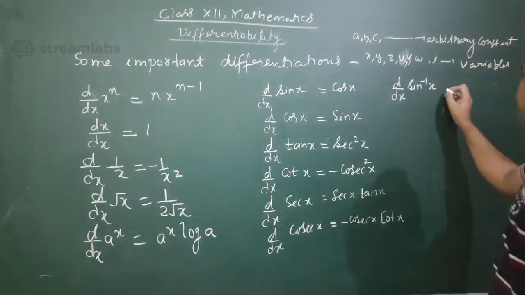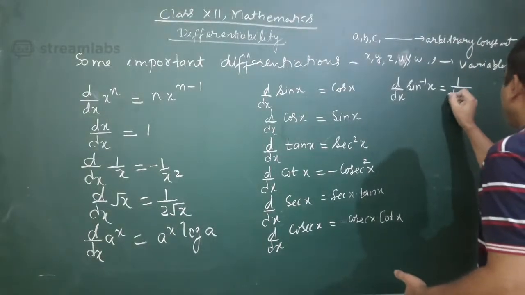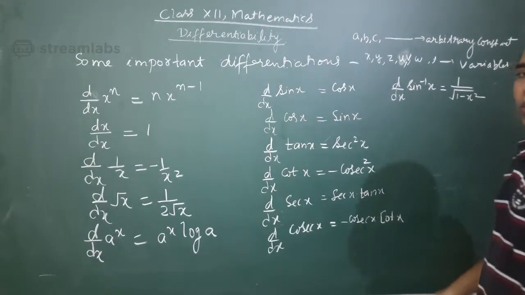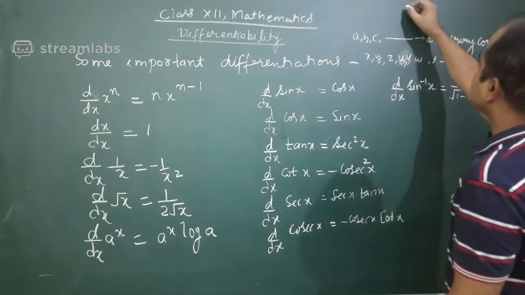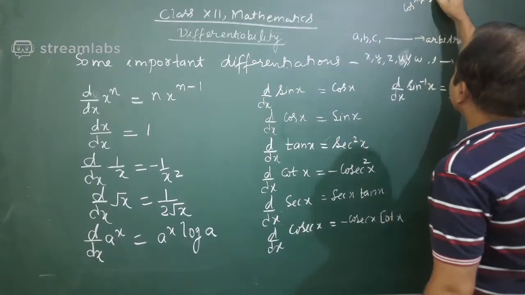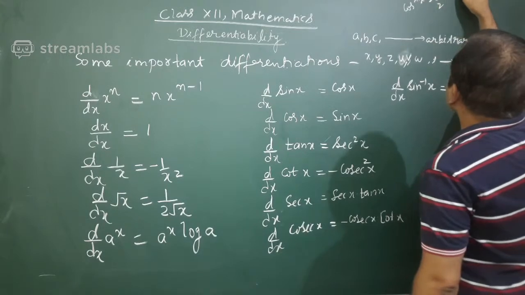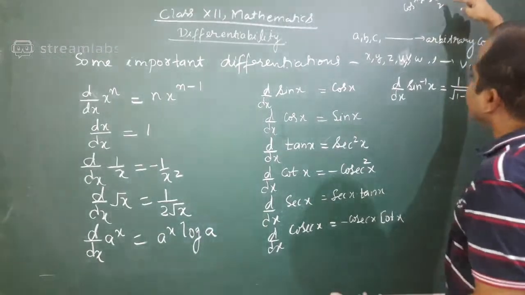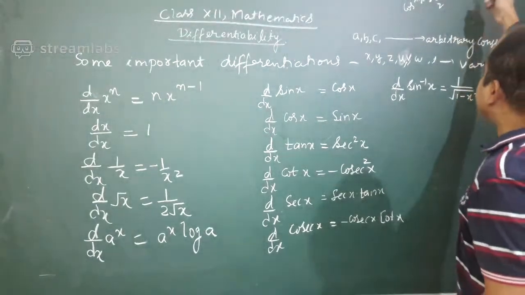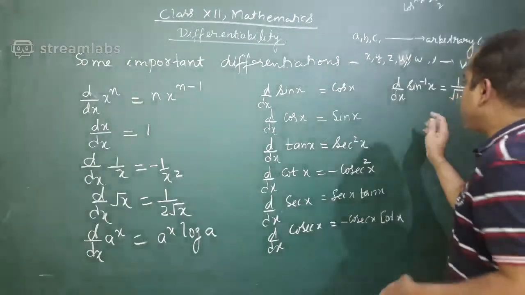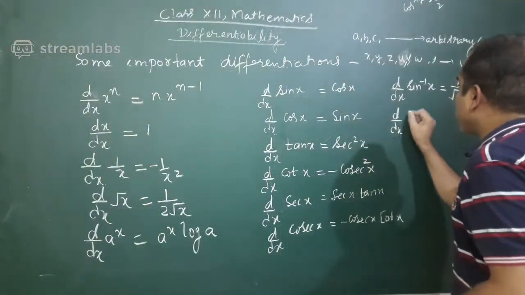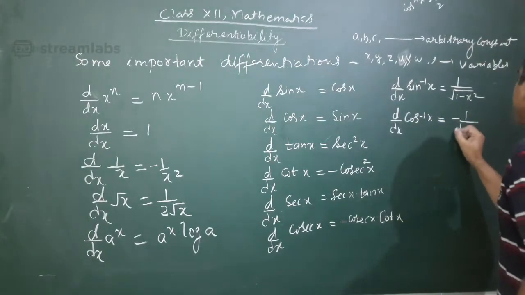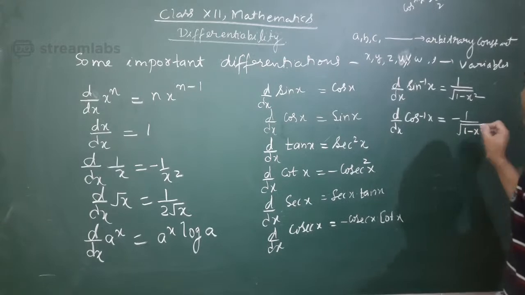So d upon dx of sine inverse x, if you find it will come like this: 1 upon root of 1 minus x square. And one more theorem you must have seen, that cos inverse x is pi by 2 minus sine inverse x. So if you find the d upon dx of cos inverse x, it will be d upon dx of pi by 2, which is 0, minus d upon dx of sine inverse x. So it will be minus 1 upon root 1 minus x square.